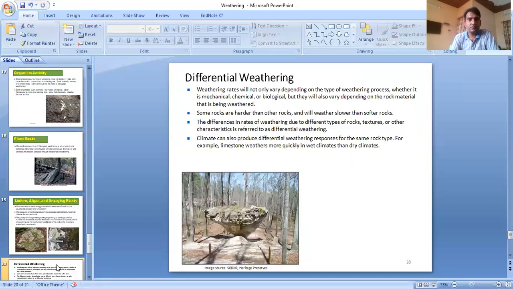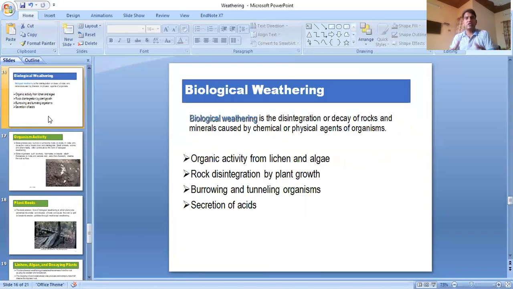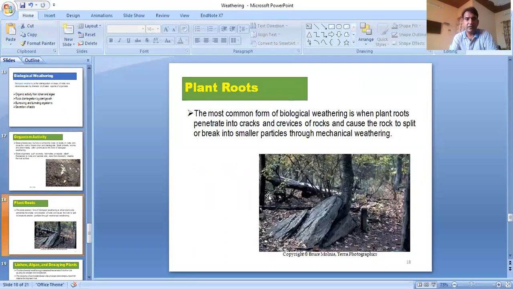Again, burrowing animals or lichens and algae, these types of plants, when they are on any rocks, slowly and gradually, because of their presence, create fissures or cracks, or disintegrate or break down the rock. As I told you, secretion is also important, as are urinating and burrowing in tunnels by animals.